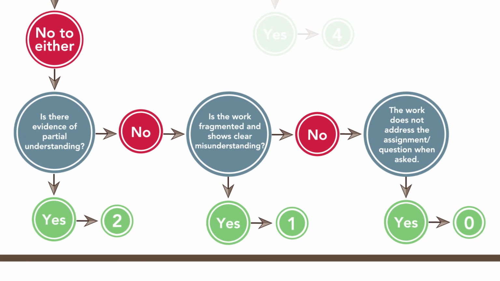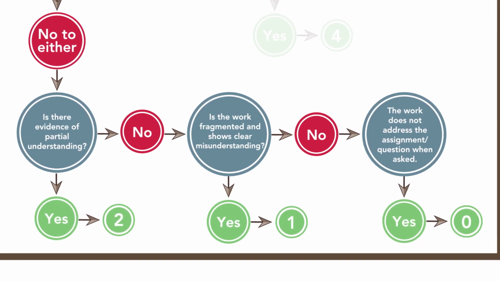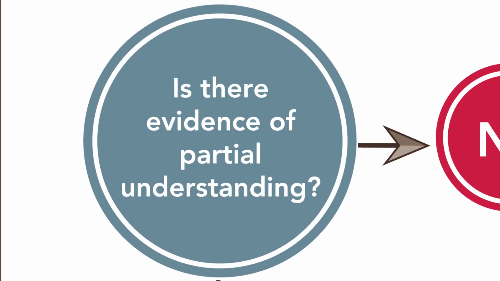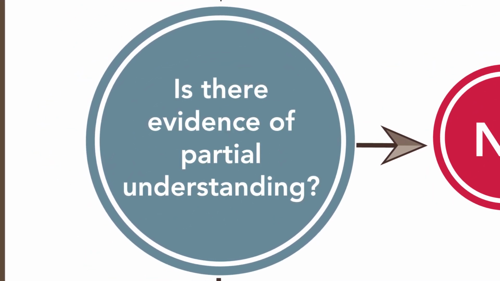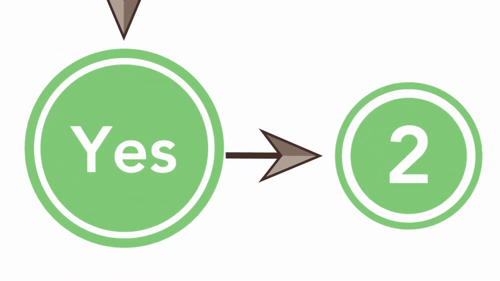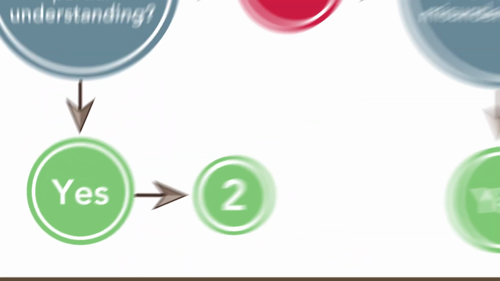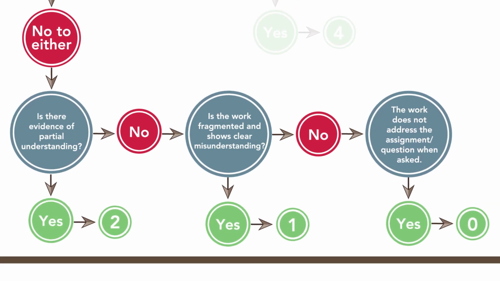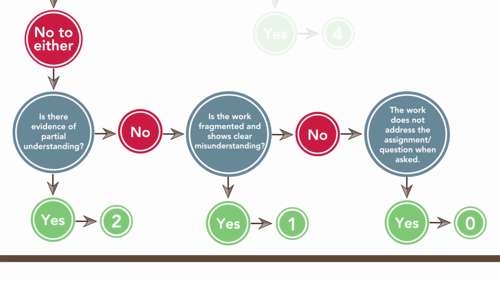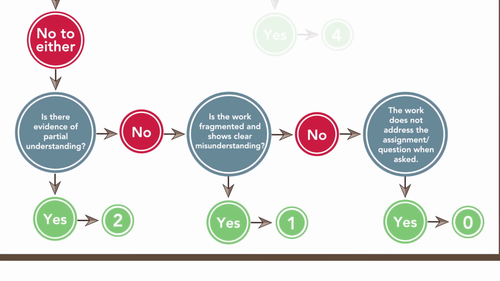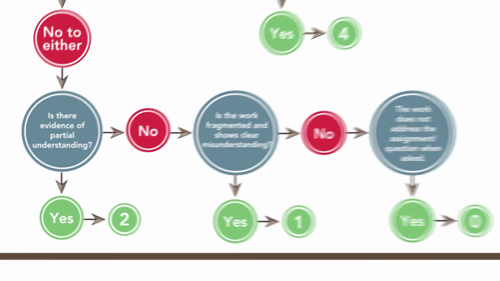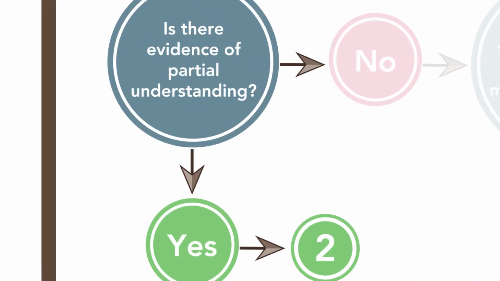After asking those 2 questions and getting an answer of a no, there's a follow-up question that the teacher should ask. Is there at least some partial understanding of the concept? If the answer to this is yes, the student will score a 2. If the answer to that is no, the student will score a 1. A score of a 0 is really only reserved for students that don't demonstrate any understanding or show any work at all.